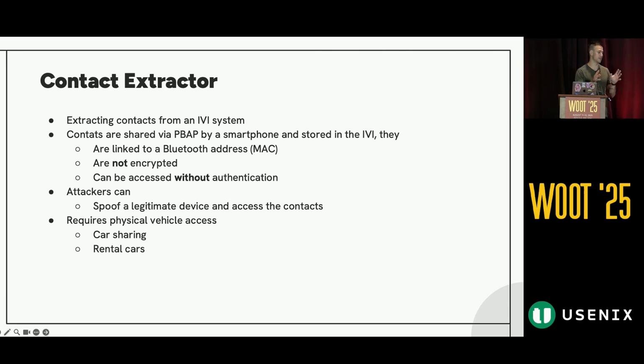For this, an attacker is required to have physical access to the car. So you cannot simply get the contacts back, because that's not how PBAP works. You have to access the car and use the keyboard to select the contacts. This obviously is not feasible in every scenario, but it can be feasible for car sharing and car rental services.